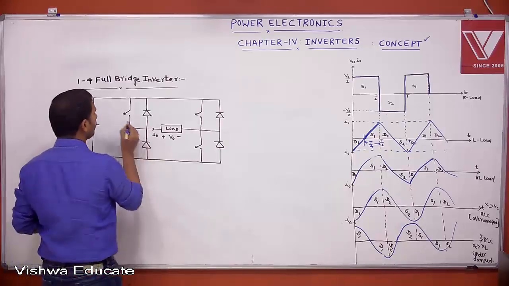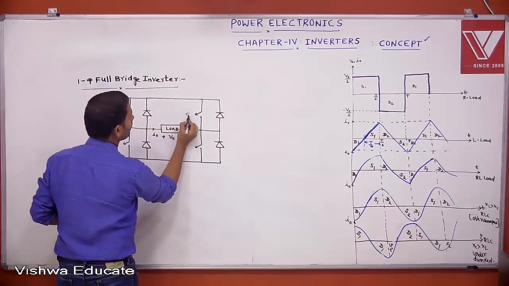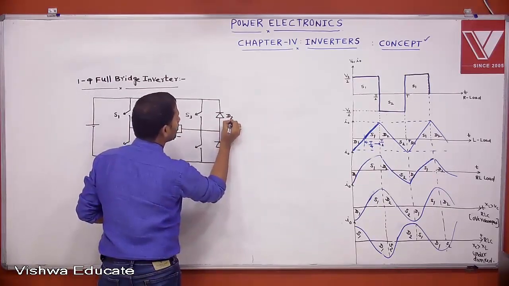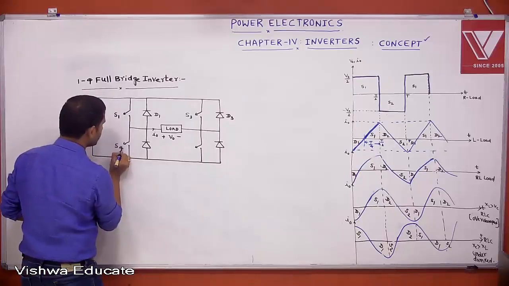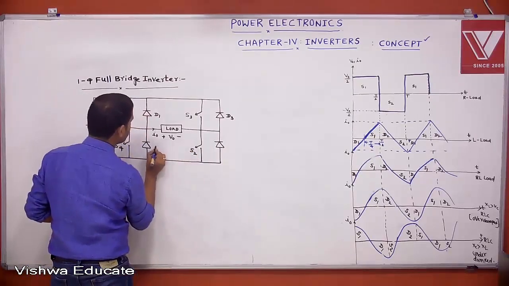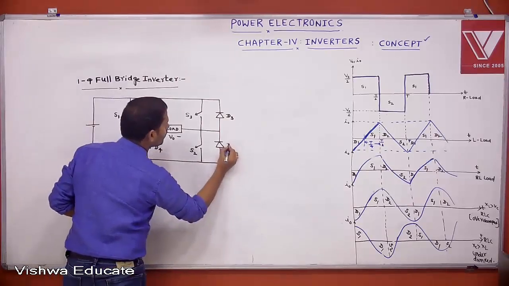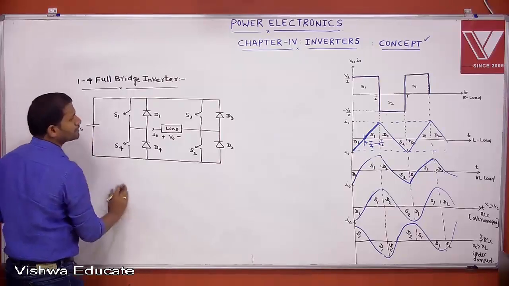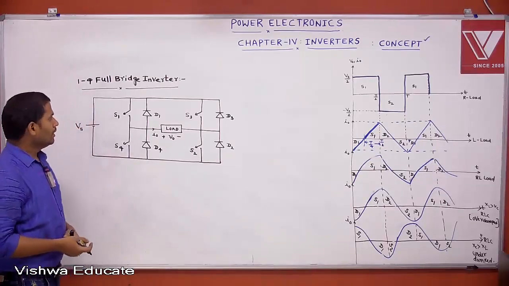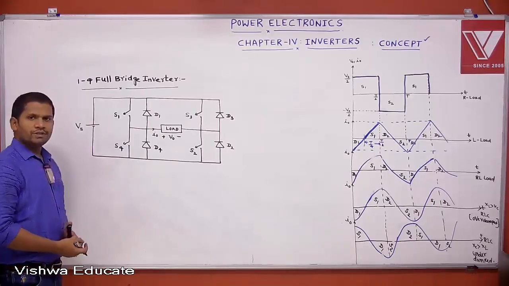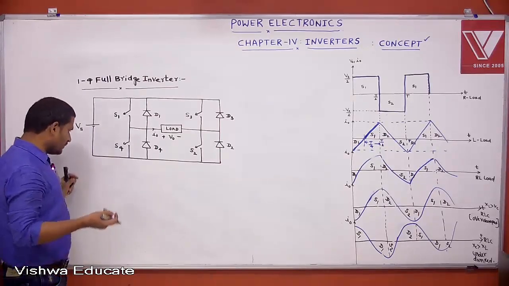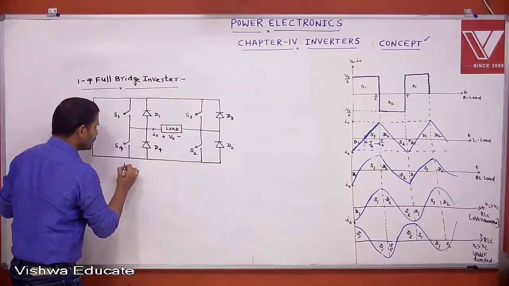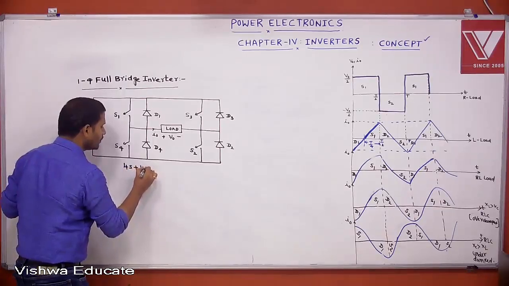This is S1, S3, D1, D3, S4, S2, D4, D2. Let the supply voltage be Vs. This is a single phase full bridge inverter. The single phase full bridge inverter has how many switches and how many diodes? This is 4 switches and 4 diodes.